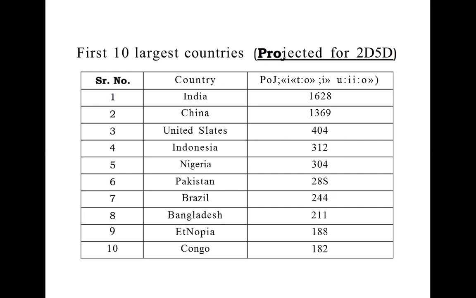Now here there are the 10 largest countries population wise, like India, China, United States, Indonesia, Nigeria, Pakistan, Brazil, Bangladesh, Ethiopia, and Congo.